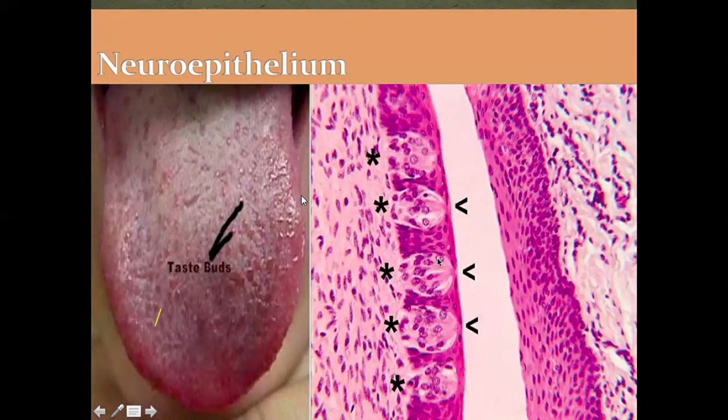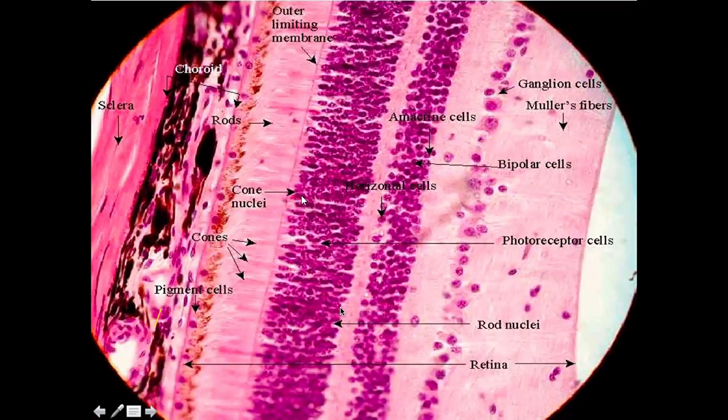So it helps to differentiate, no? The different taste, no? Kung sweet ba yan? It also helps to interpret the brain kung anong type of taste yan. Okay? So nawawala ito, nasisira ito during COVID, no? If you have a COVID positive patient, nasisira siya. Kaya walang taste, nawawala ang sense of taste ng mga COVID patients. Okay. Another type of special epithelium, neuroepithelium, are the layers of your retina.